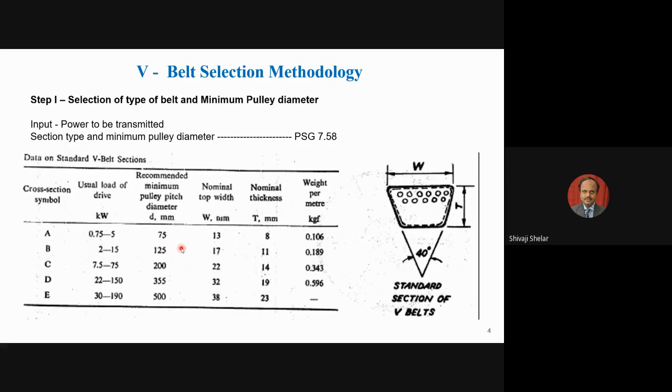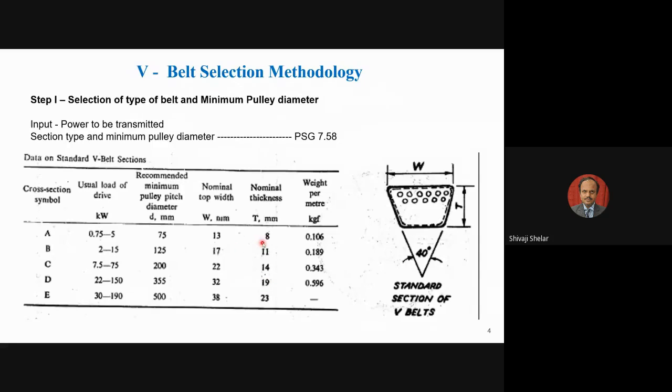If the diameter of that pulley is very, very small, then when we wrap and bend that belt on that surface, it is going to introduce stresses. And as the thickness of the belt increases, or the width of the belt increases, then wrapping becomes difficult.